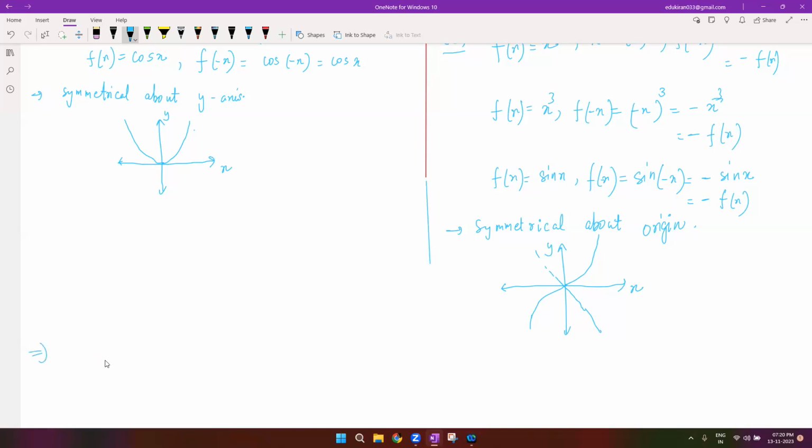Let's take one more case. Let's say our function is x square plus x cube. Now I want to check whether this function is odd or even. So what will I do? I will replace x with minus x.